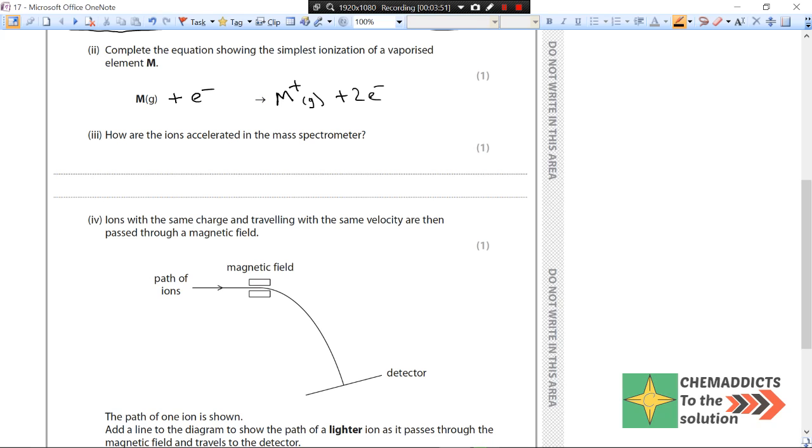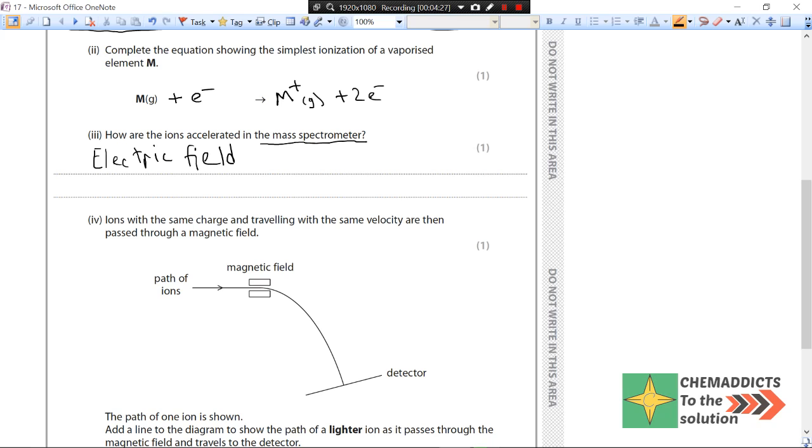How are the ions accelerated in the mass spectrometer? Well, here comes the main part. So how are the ions accelerated in the mass spectrometer? Let me tell you one thing: ions are accelerated in the electric field. The ions are accelerated in the electric field.